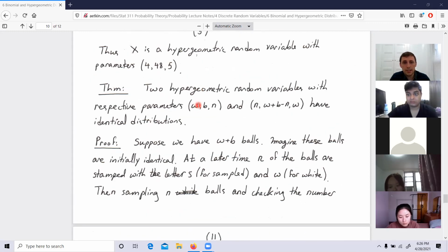So you see what it means, guys. We have W white balls, B black balls, and N in my sample. N is the total sample that I have to obtain. Yes?